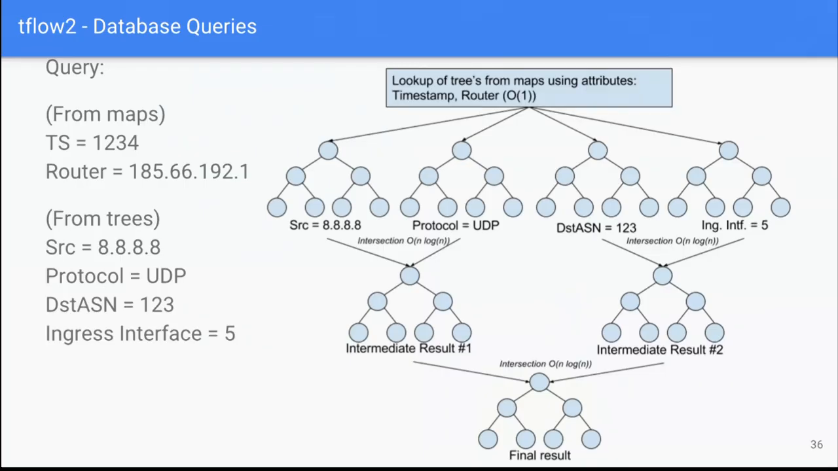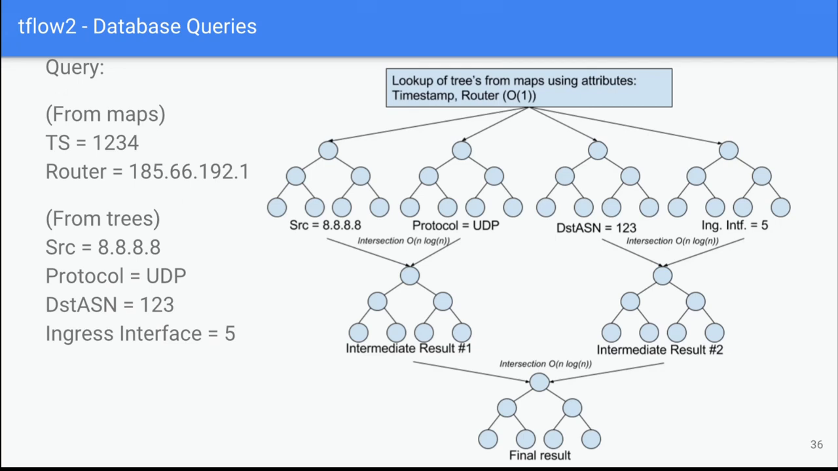So for a query, as I said, if you come and ask, here's the timestamp 1234, here's the router ID, blah, blah, blah, whatever, and I want to have everything for source 8888, let's say. Let's forget the last three attributes down there. Let's say the query stops at 8888. We have this map of maps that allows us to find the tree where all flows with source 8888 are. So what you're asking for is basically this one subtree on the very left top. Query done. Simple thing.